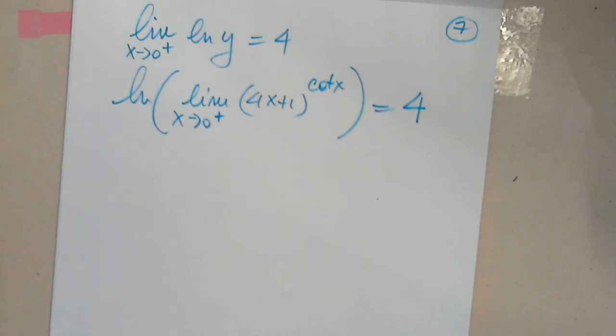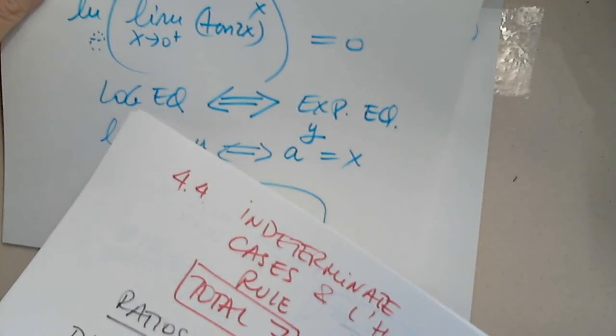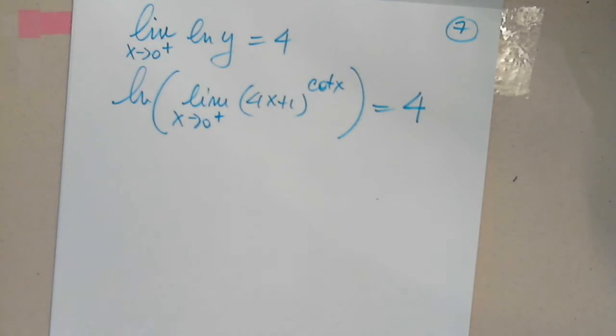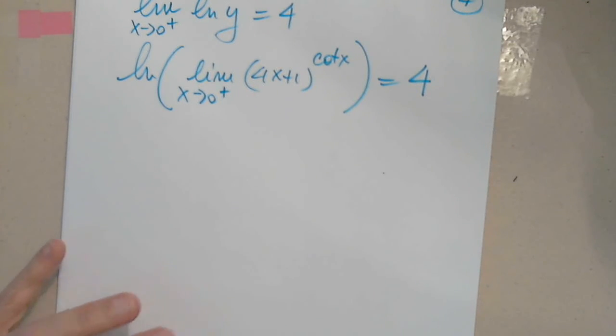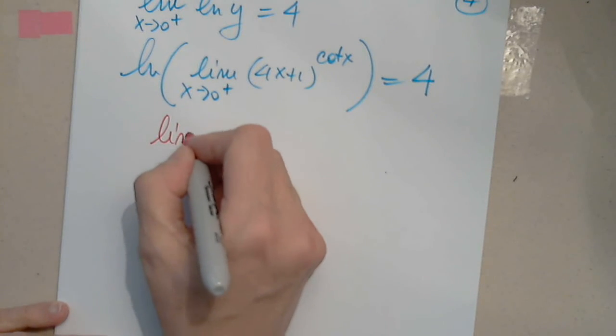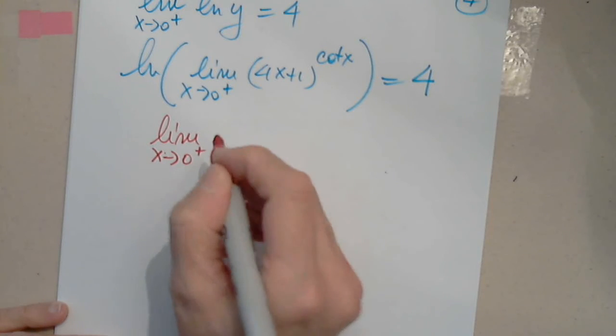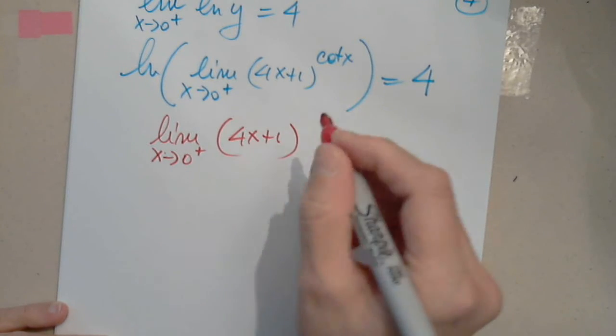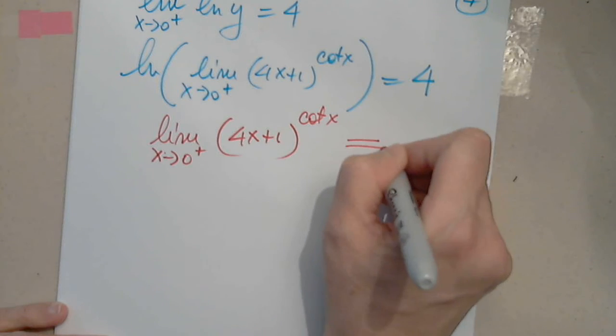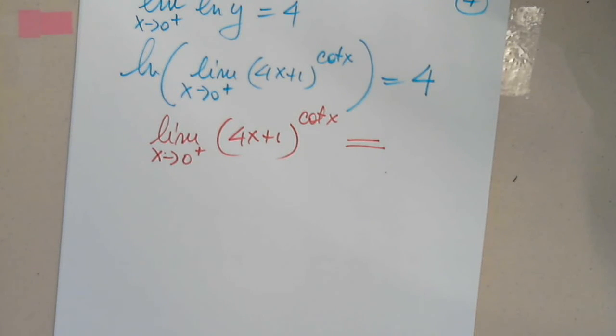By the property that we just mentioned, that any log equation can be changed into an exponential and vice versa, we are able to identify the limit. Can anyone tell us what the limit will be? The limit would be e raised to 4. Excellent.